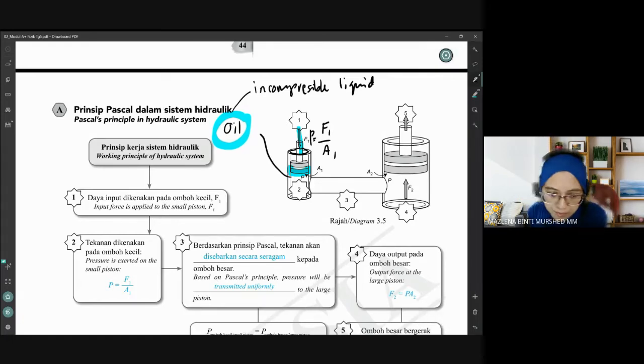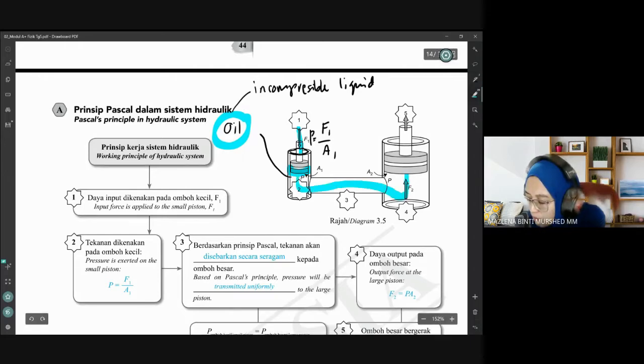Since Pascal's principle says that in an enclosed system, the pressure is transmitted uniformly, equally throughout the fluid. Let's say inside this we have oil. What oil is usually in here? Engine oil, it's always engine oil, right? So the engine oil will distribute the pressure exerted from the small piston throughout the fluid, and it will flow and transmit the same pressure.